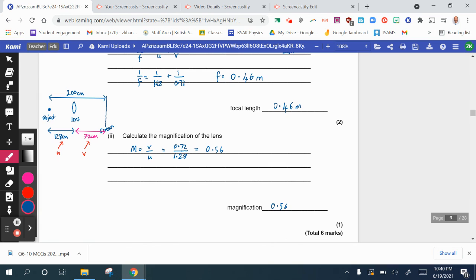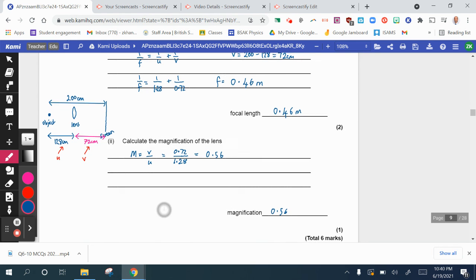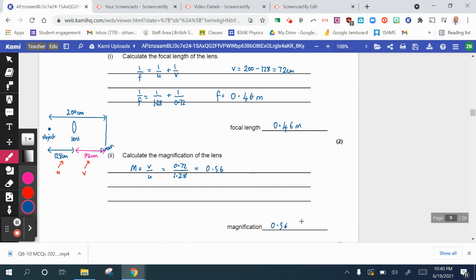We know the magnification is the image size divided by the object size, but that information is not given to us. But it is also the image distance from the lens divided by the object distance from the lens. We know that is 0.72 divided by 1.28, which is 0.56 as the magnification.